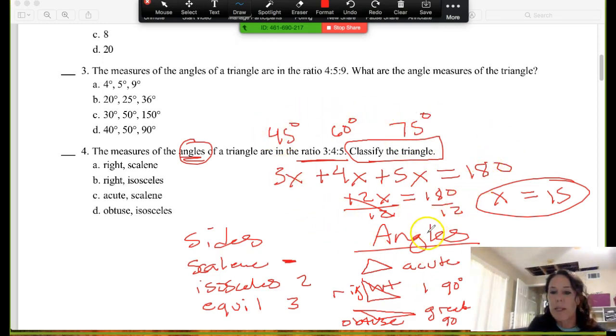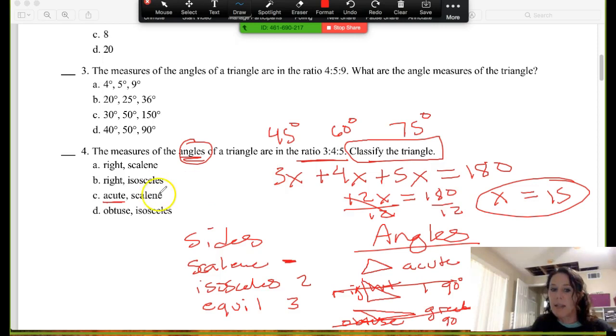Now let's figure out, based on the angles, I don't have any angle that's bigger than 90, so it's not obtuse. I don't have a 90-degree angle, so it's not right. It has to be acute. They're all less than 90. So I know I have an acute triangle.